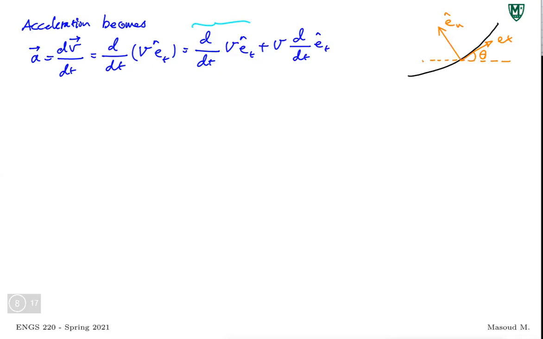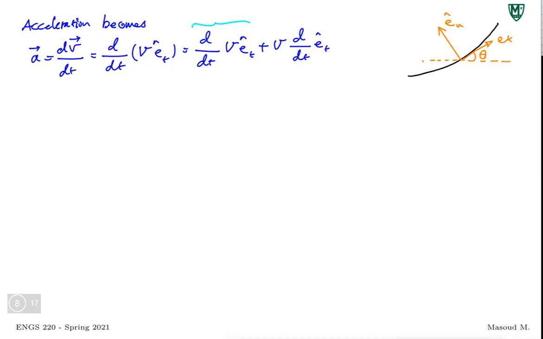So now I have a coordinate system. et is the tangent to the path. en is normal to the path. Now you might ask, why do I take the direction in this way? Acceleration is always expressed in this form, and the unit vector en must be defined to point towards the concave side of the path. That's why I define it this way instead of the other way.